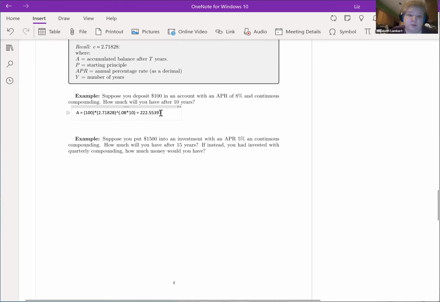Now, if it was 10,000 bucks, that would grow to 22,000. Yeah, it more than doubled our investment. That's a sizable amount. Now let's see what this one's asking. So let's say we've got 1,500 and we look at 5% continuous compounding, and we're going to see how much it will have after 15 years. What if instead you did quarterly compounding? So we're just going to compare and contrast the difference between continuous and quarterly.